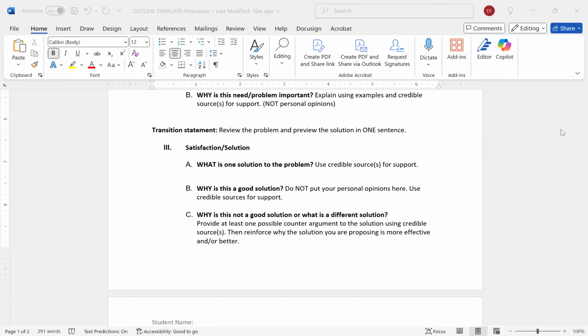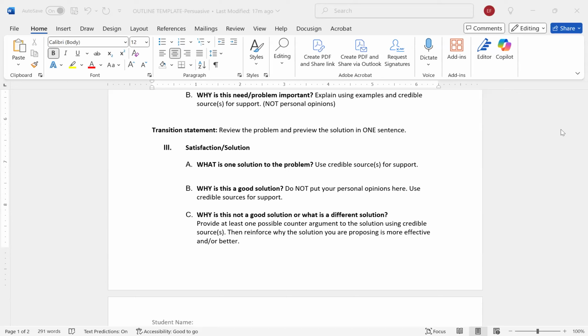And then finally, you're going to address a counter argument, which might be what your audience is thinking, because maybe they don't agree that this is the best solution. Maybe they have thought about other solutions that they prefer. So you're going to offer a counter solution, and you can do this in one of two ways.